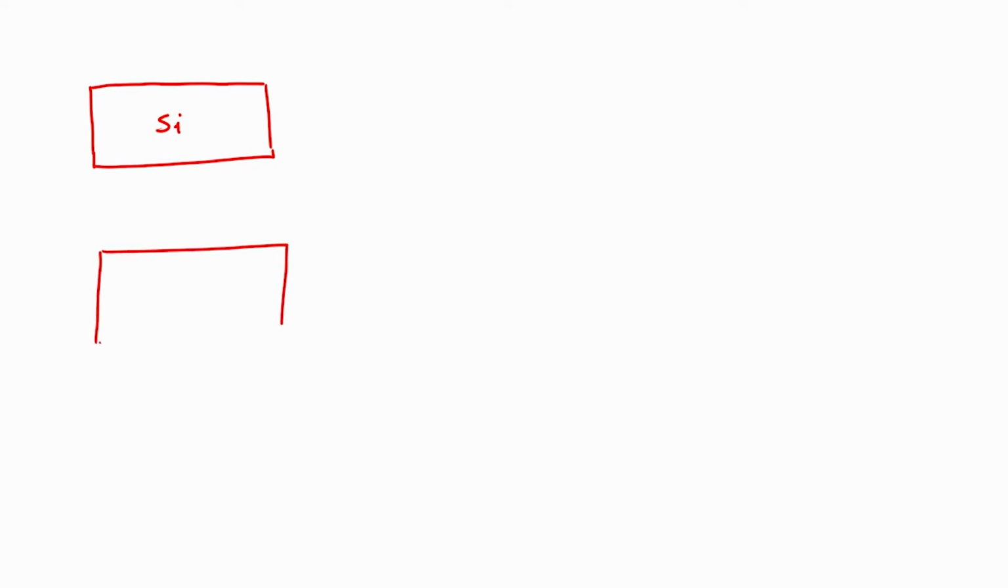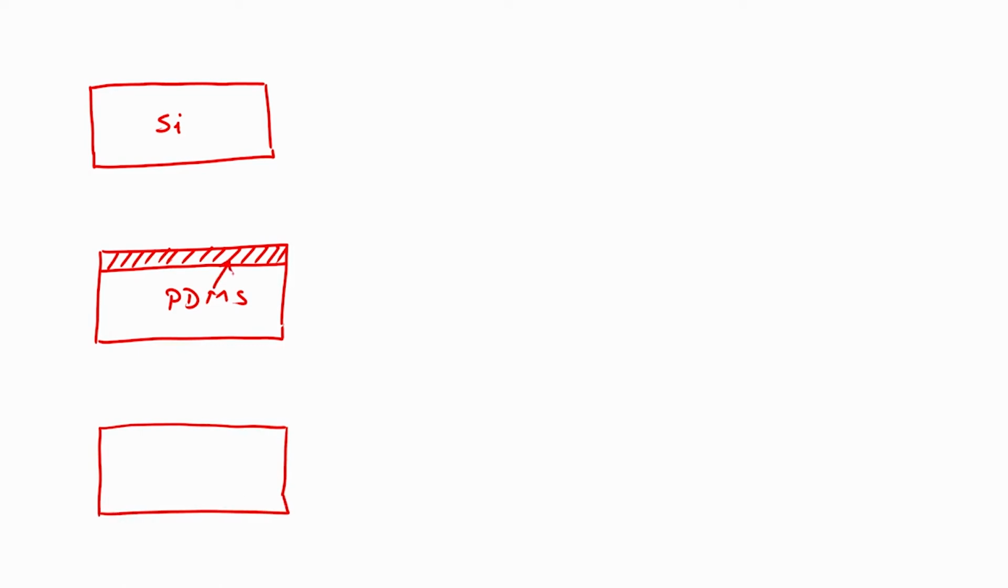I will show you the process flow in detail. First step is you take the silicon substrate, silicon. Second step is to spin coat PDMS on the silicon substrate. So, let us say this is your PDMS. This one is PDMS, this substrate is still silicon.